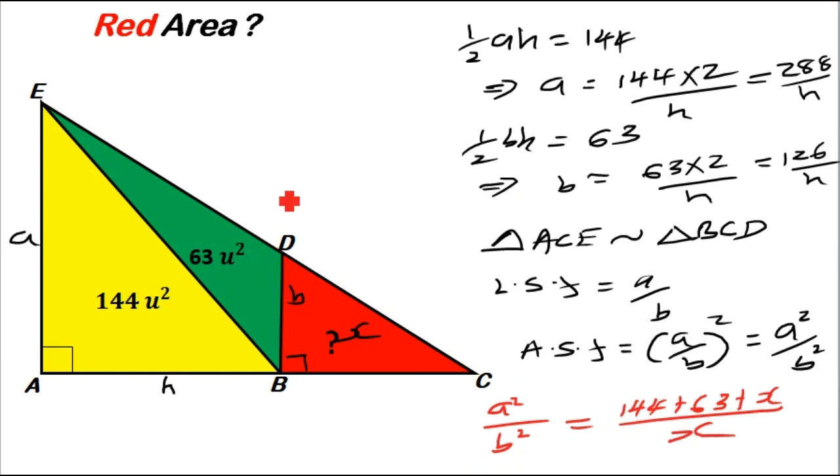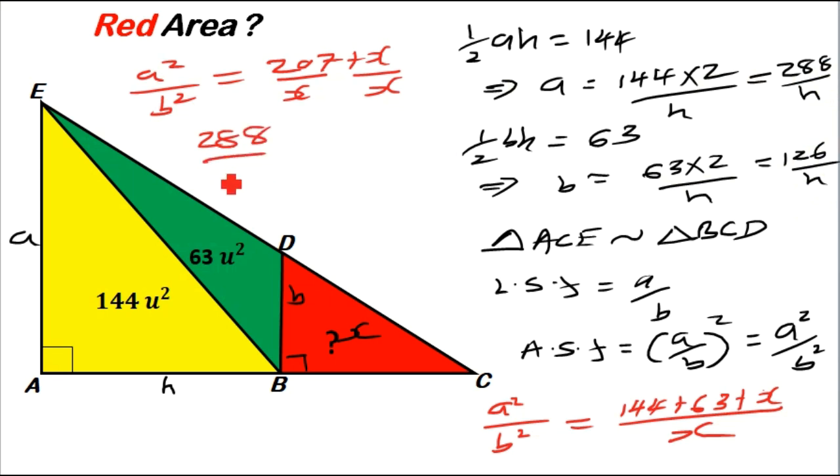Now, if you simplify that, what do we have? A squared over B squared equals 144 plus 63, which is 207, plus X, then everything is over X. X is a common denominator, meaning we have 207 over X and X over X. Now if you do the substitution, A is 288 over H and B is 126 over H. Remember, H squared cancels with H squared, so we remain with 288 over 126 squared.